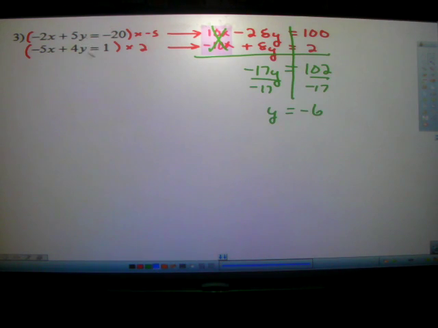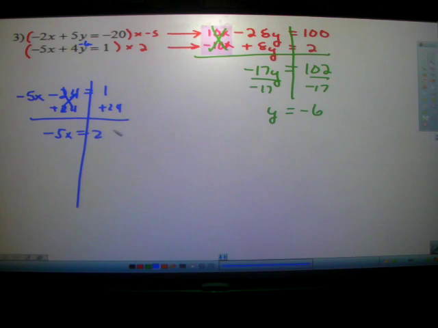You're going to have to plug it back in. I'm going to use the bottom one, just my personal choice. And my -6 is a y, so it goes in for this y. So I'd have -5x. See, 4 times -6 is -24 equals 1. And I solve. Add 24. Get -5x equals 25. Divide by -5. And x equals -5. So my answer, I would get -5, -6.